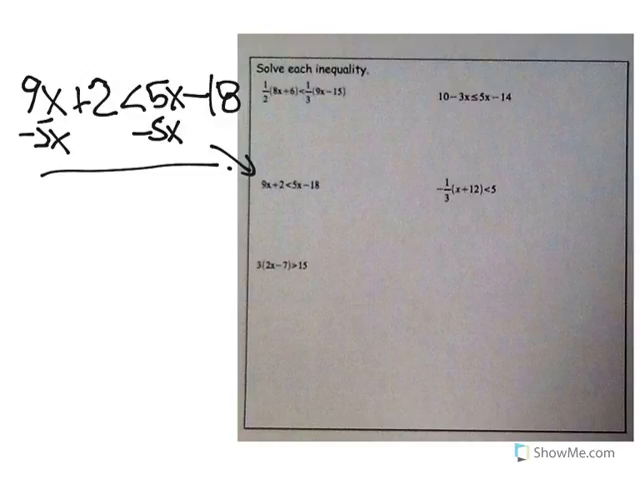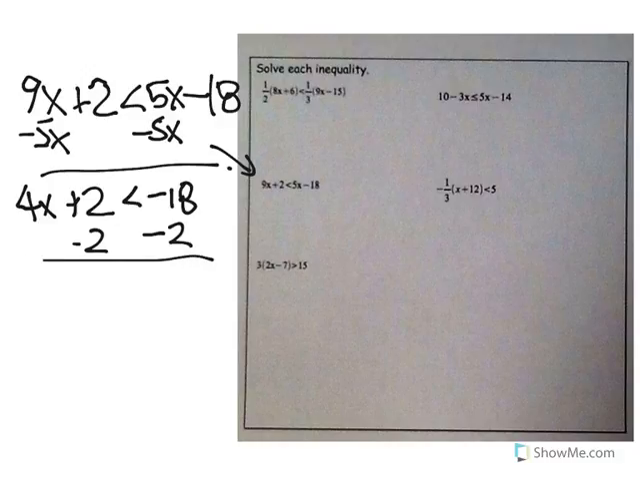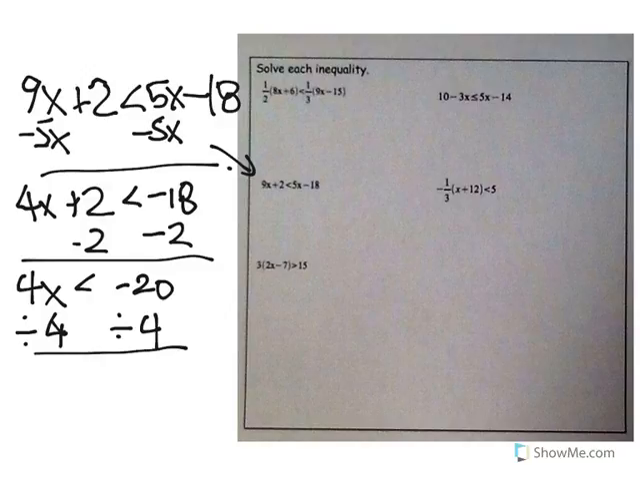So subtract 5x from both sides. When you do that, you end up with, excuse me, I meant to say 4x plus 2 is less than negative 18. And then we're going to subtract 2 from both sides. We end up with 4x is less than negative 20. We're going to divide both sides by 4. We end up with x is less than negative 5. And even though there's a negative number there, we didn't divide by a negative number, so we don't flip it.